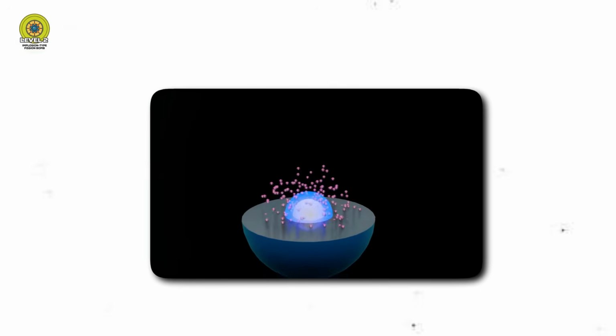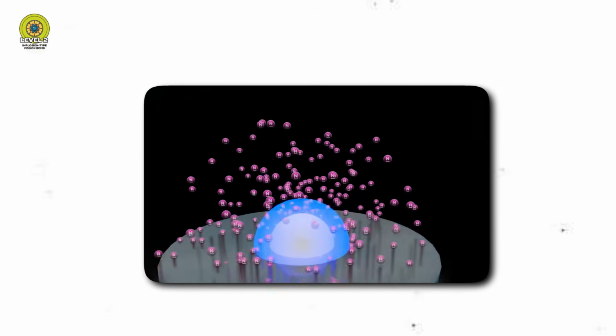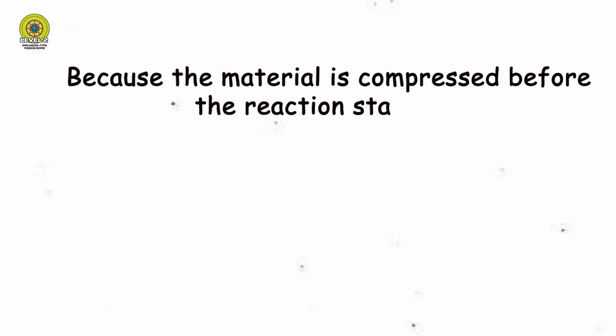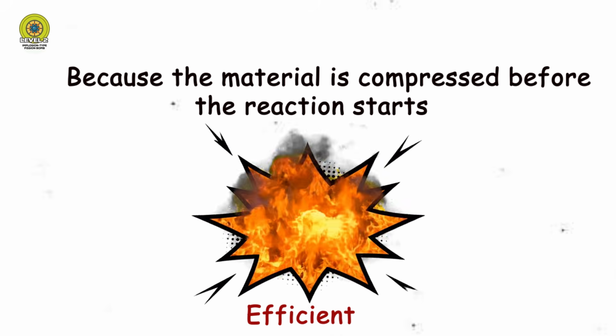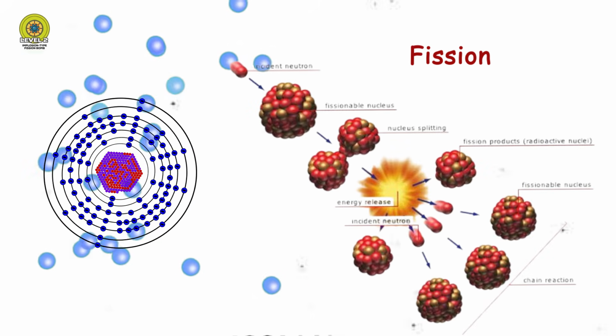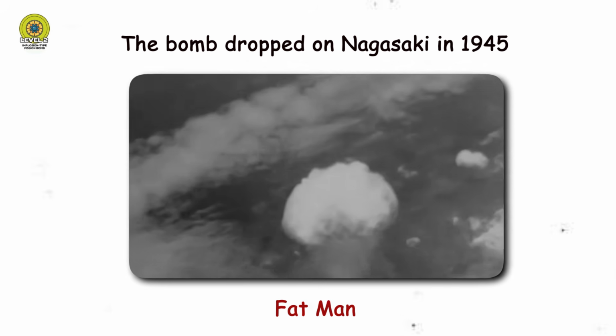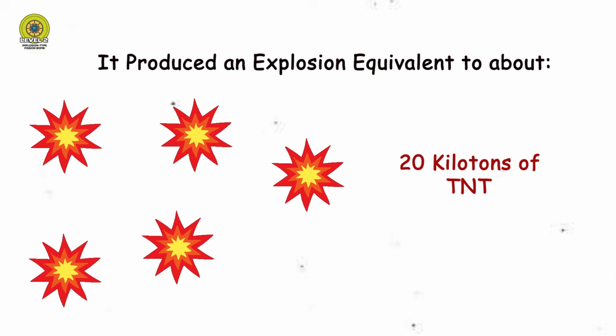As the density increases, the plutonium becomes supercritical, and a chain reaction begins. Because the material is compressed before the reaction starts, the explosion becomes much more efficient. A larger percentage of the nuclear fuel undergoes fission before the bomb destroys itself. The bomb dropped on Nagasaki in 1945, known as Fat Man, used this implosion design. It produced an explosion equivalent to about 20 kilotons of TNT.